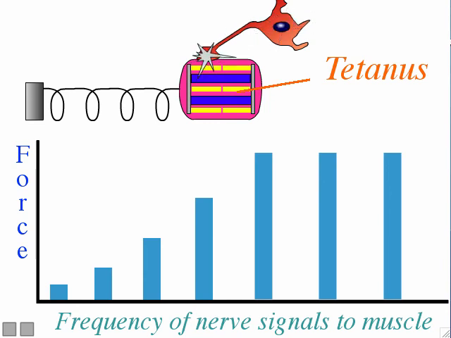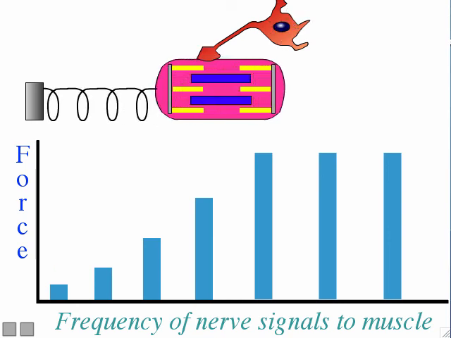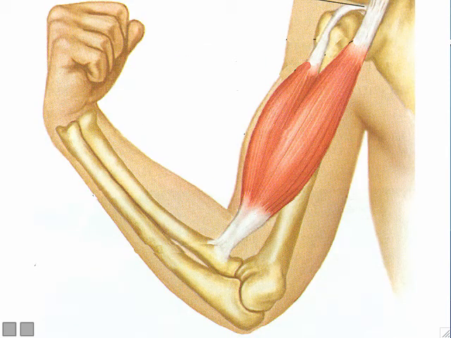Okay, well, so let's let the muscle relax. Just to recap what we just talked about, we talked about things called graded contractions, which is a muscle's ability to generate different amounts of force. A gentle contraction, a medium strength contraction, or a very strong maximum force contraction.